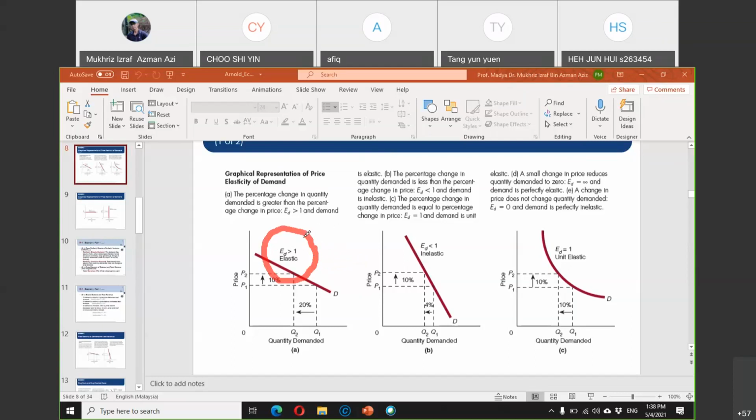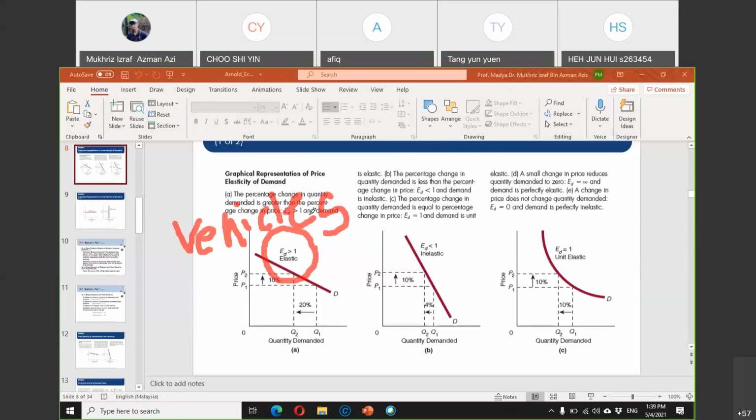So usually elastic demand is what we call normal goods, barangan-barangan normal. For example, let's say the price of vehicles, the price of cars. So let's say the company drops the price by a 10% discount, during a certain festive season, for example.